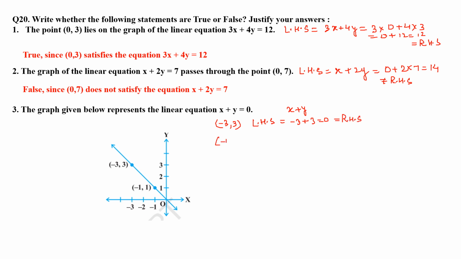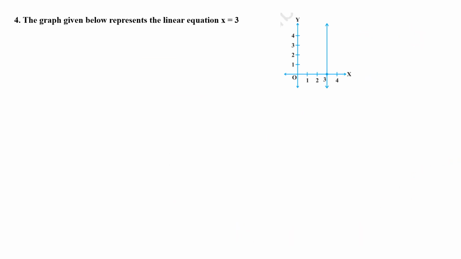Another coordinate is (-1, 1). Here also if I put the values, I am getting 0. It means now both the points are satisfying the equation. It means this is the correct graph of the line x + y = 0. So this is true. Now moving to the fourth question.